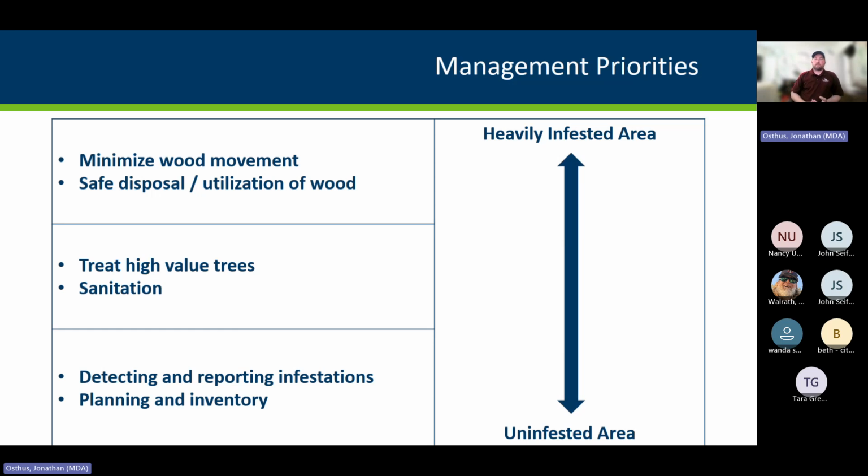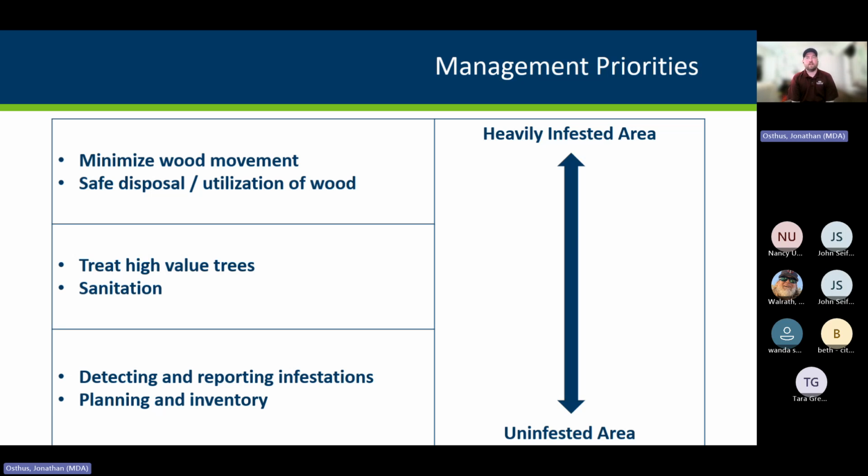All right, and so just a reminder, management priorities are going to change as emerald ash borer progresses through an area. So when you're in an uninfested area, the most important thing is detecting it early and reporting infestations, and doing things like planning an inventory, coming up with a management plan, or if you're a community, having an inventory of what's in the public right of way. It's hard to come up with a management plan if you don't know what you have as far as ash goes. So that is one of the more important things you can do.